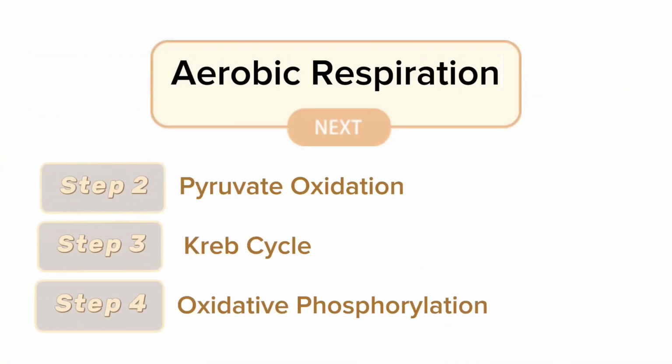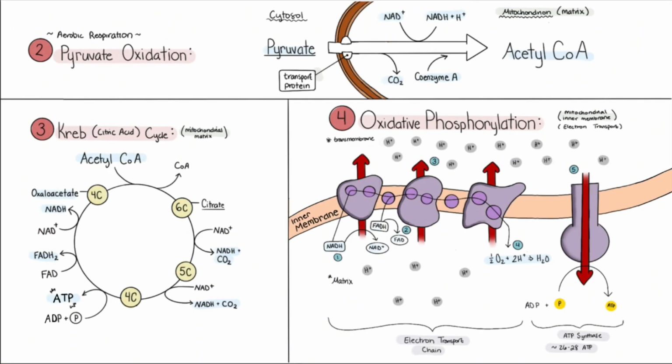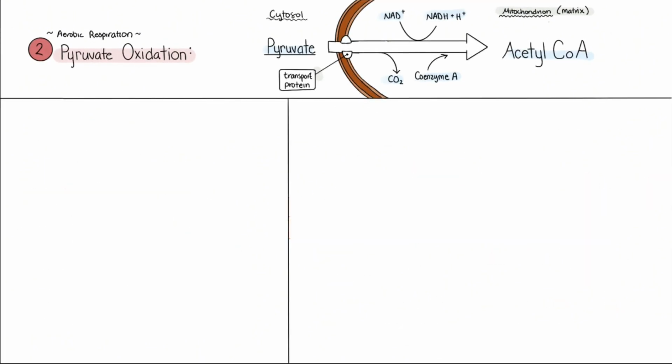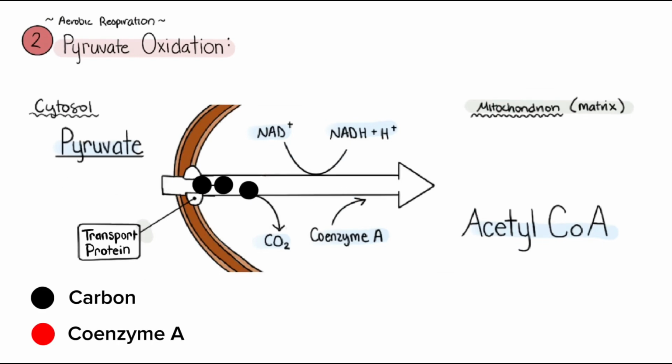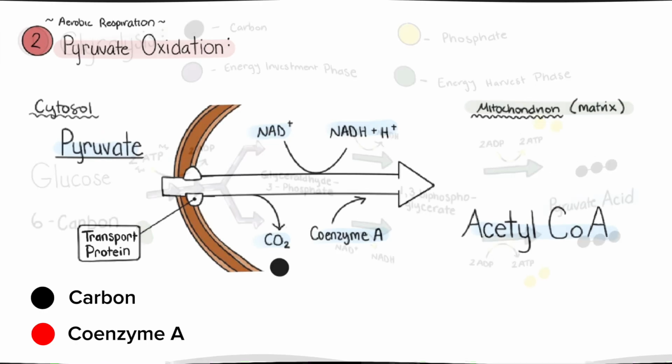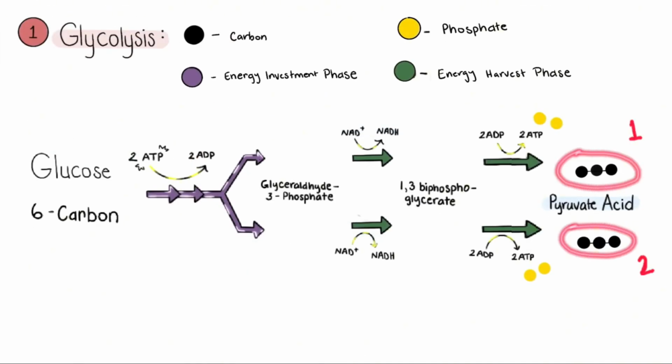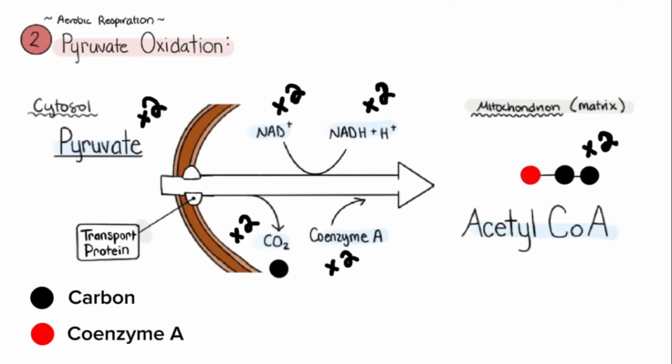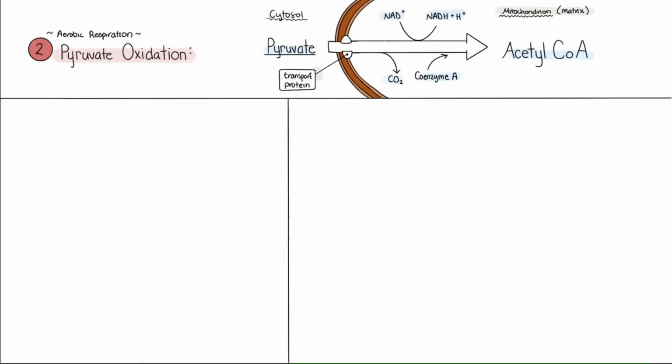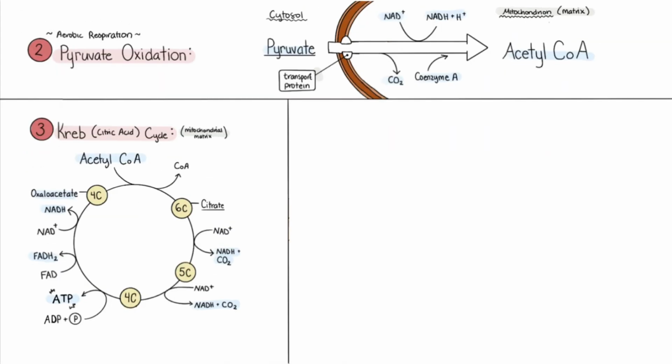This is 3 total steps shown in this diagram, but let's start from the beginning with pyruvate oxidation. We can see that the pyruvate from earlier now takes away 1 carbon and adds a coenzyme A to make acetyl coenzyme A. Plus we know from earlier with the 2 pyruvic acid, this whole process happened twice, so that's 2 acetyl coenzyme A. Now we can move on to the Krebs cycle.